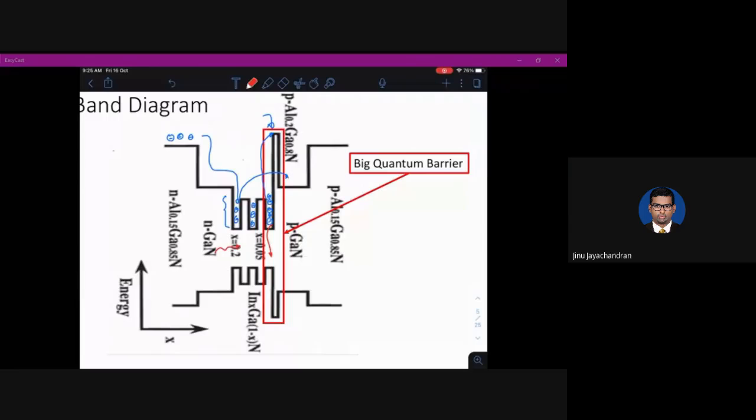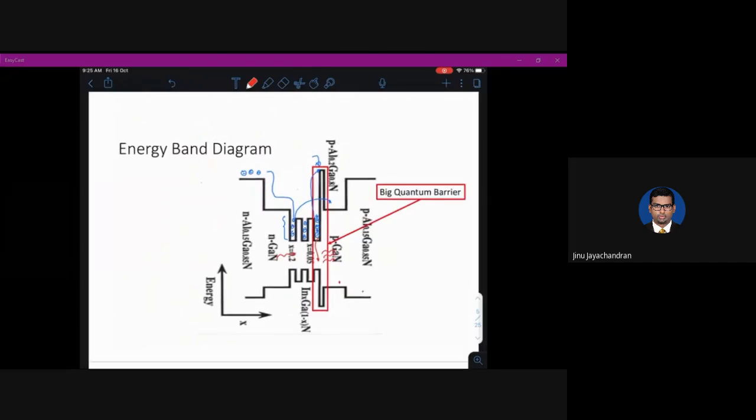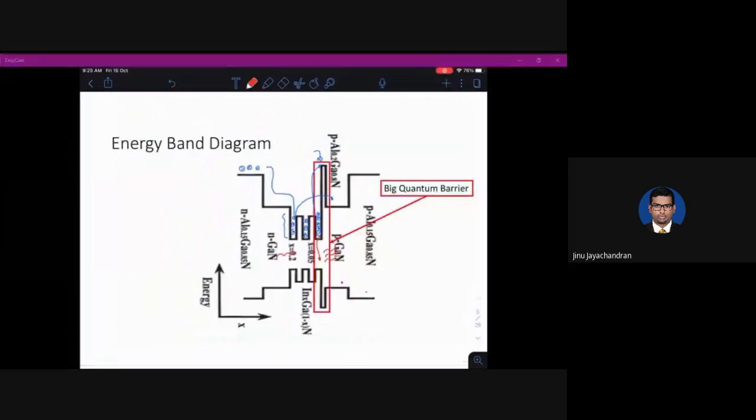And also the photons released due to stimulated emission will not be absorbed by any of the other layers, because the band gap of the other layers is high compared to the band gap of the quantum well. So those are the two advantages of having such a structure. So let's look at the construction.